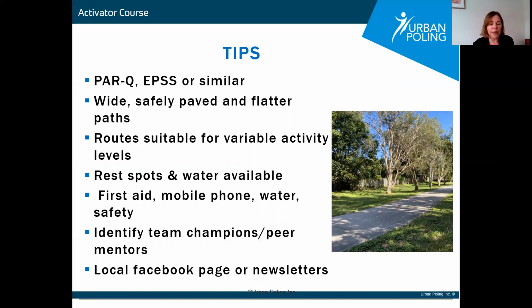It is important to look at the type of terrain that you are walking in. A good rule of thumb is that people should be able to see ahead about 10 metres. So this isn't bushwalking, this is urban poling, Nordic walking, or it might be walking with activated poles. So look for a lot of visibility.